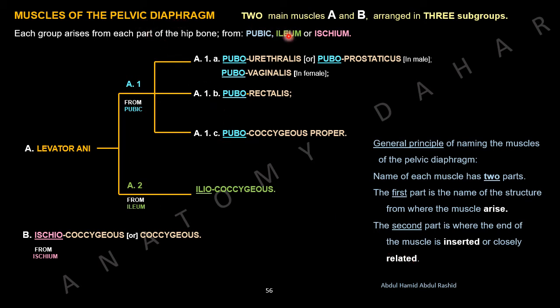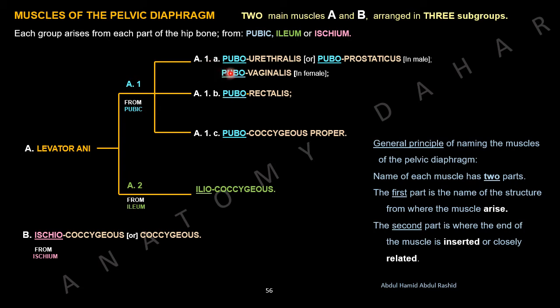The pelvic diaphragm is made up of two main muscles, A, the levator ani muscle, and B, the ischiococcygeus or coccygeus muscle. They are subdivided into three subgroups. Each subgroup arises from a part of the hip bone: the pubic part, iliac part, or ischial part. The levator ani group is again subdivided into two, A1 and A2. In the A1 group, the muscles come from the back of the pubic part, and A2 comes from the iliac part of the hip bone. Under A1, we have three muscles: A1A, A1B, and A1C.